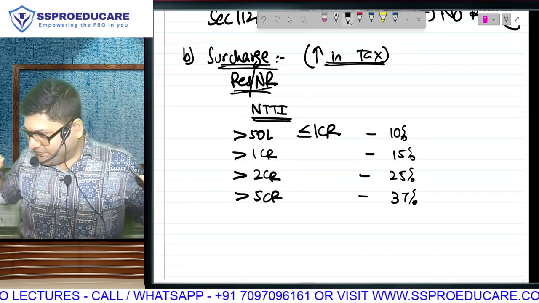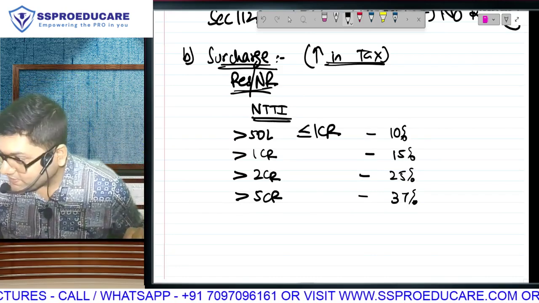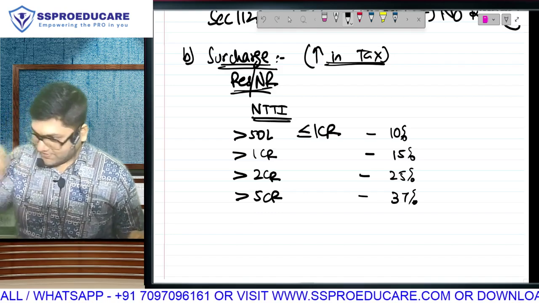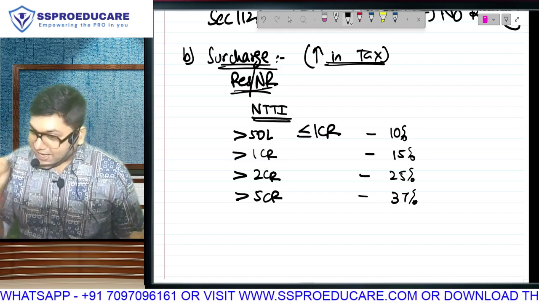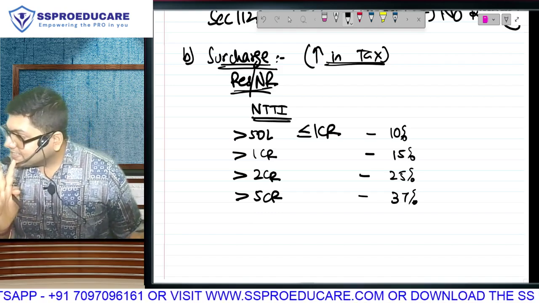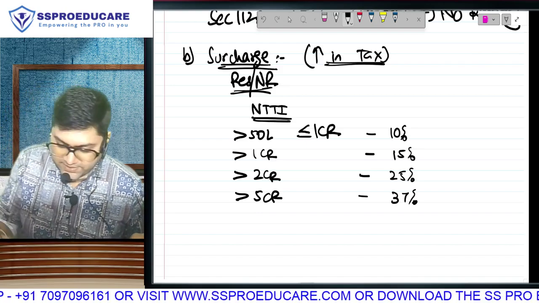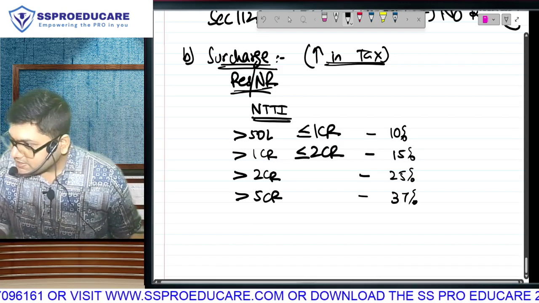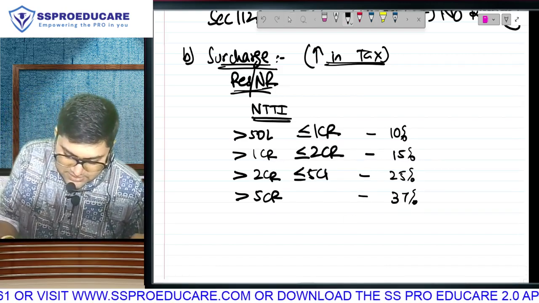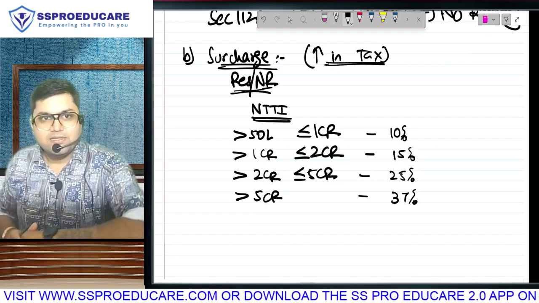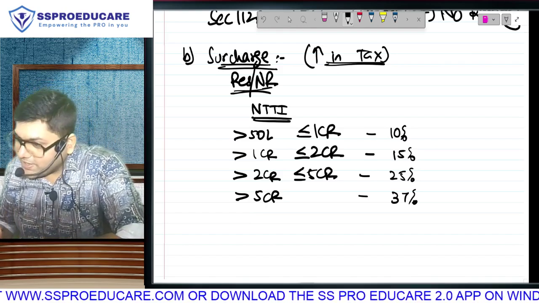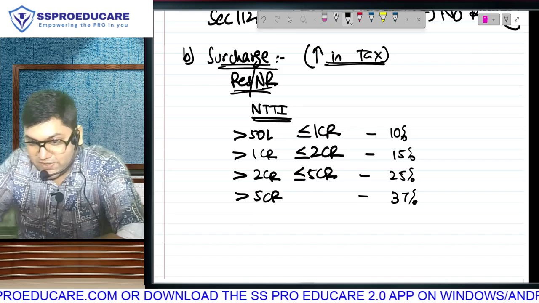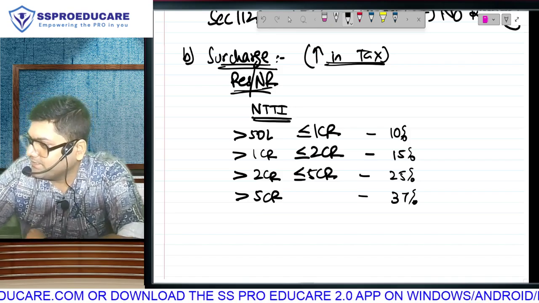Welcome to direct tax. Check on the calculator: 1 crore is greater than 50 lakh, so redo it, second attempt. Exact 2 crore, surcharge, yes. Which rate? 15%. Exact 5 crore, surcharge? Yes. 25%. You understood? Rebate will come at equal to 5 lakh, but surcharge is always at greater than. Surcharge rate will also change not at equal to, but at greater than.